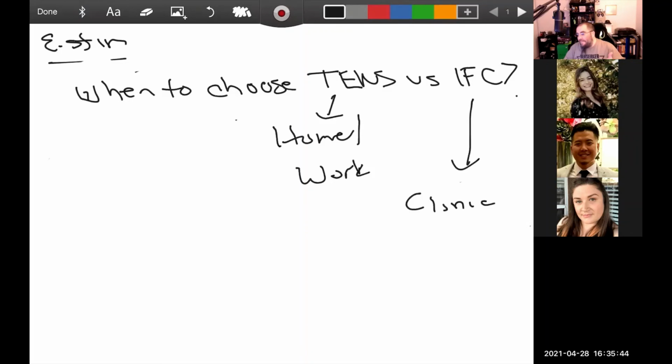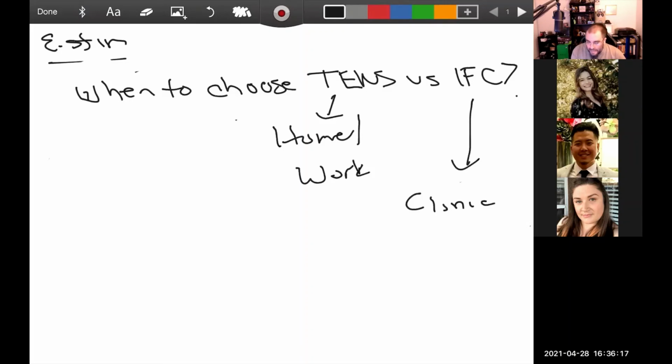Because if I bring them in and do IFC in the clinic and they're doing TENS at home, this is where we get into patients with an addictive mindset. Like, well, I like IFC better, so I'm not even doing the TENS at home. And that gets a little difficult. I have to tell them, no, you need to be doing the TENS at home, that's why you're not getting over this pain. So TENS is more for home and work use versus IFC, which is more for clinic use. That's the most basic.